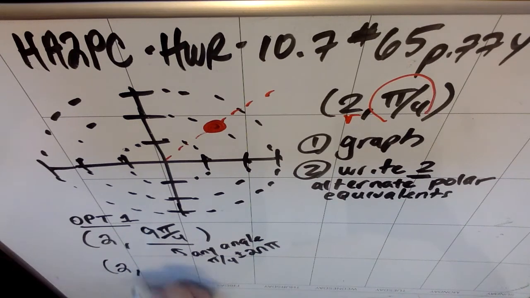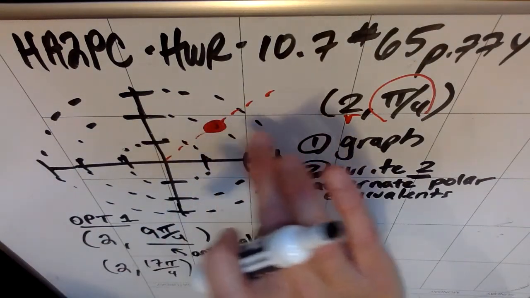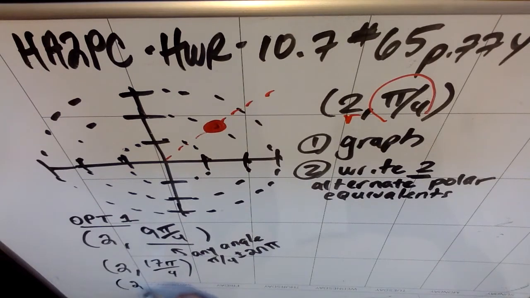Another version going in the same direction is if you went around another time, you'd end up with 17 pi over 4, right? Or maybe instead of going around forwards from pi over 4, maybe you went around backwards and you got 2 comma negative 7 pi over 4, right? Instead of adding 8 pi over 4, you subtracted 8 pi over 4. That's one way to write it. So this is 3 different versions of that point already.